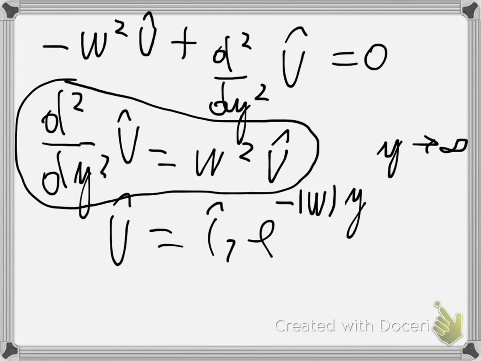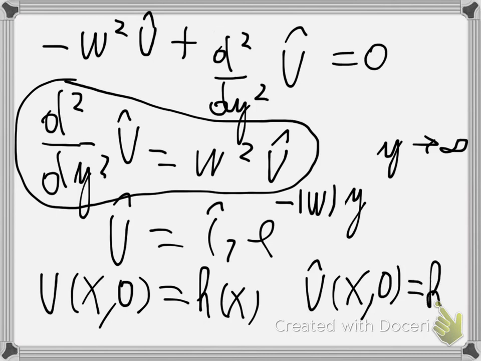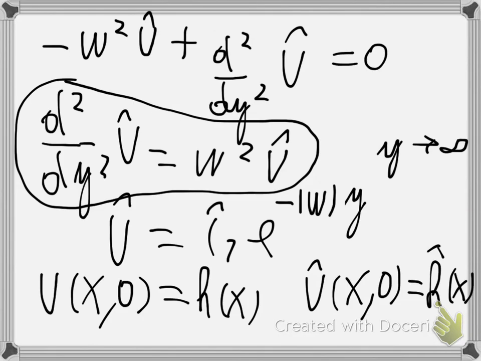Now we have our initial condition which states that u of x when y is equal to 0 is equal to h of x. If you take the Fourier transform, it doesn't change in the variable x, so we will get u hat at y equals 0 is equal to h hat. And so if we plug in y equals 0, e to the 0 is just 1, so we'll get that c1 hat is equal to h hat.